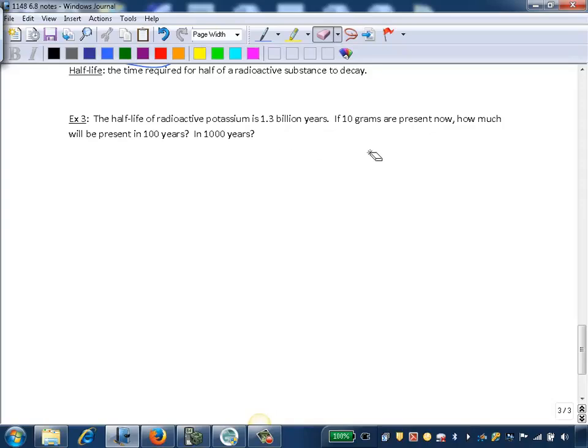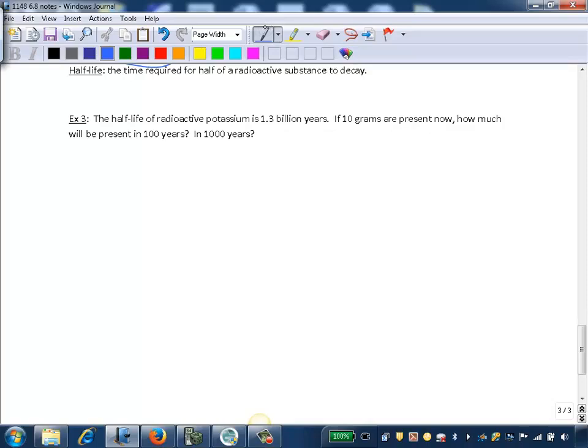The half-life of radioactive potassium is given to be 1.3 billion years. So that means it takes 1.3 billion years for half of the original amount of the potassium to decay. If 10 grams are present now, how much will be present in 10 years?